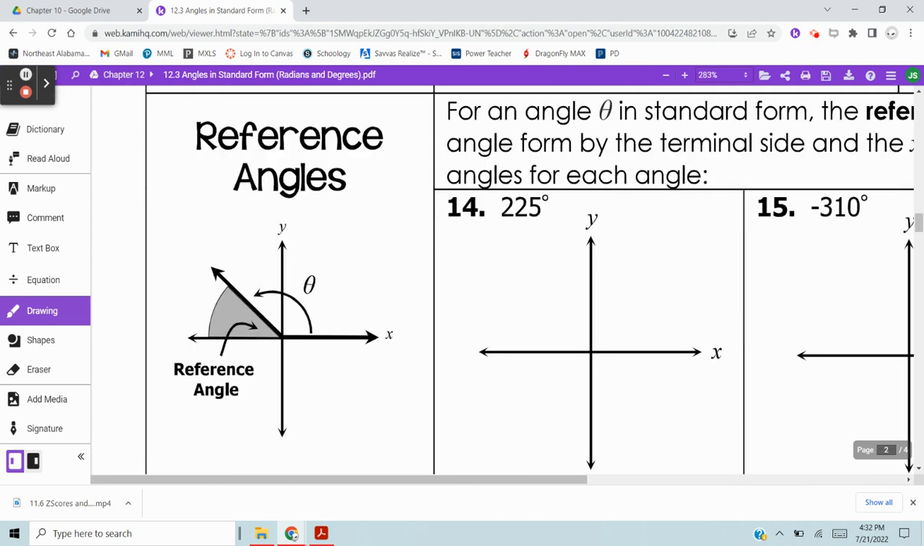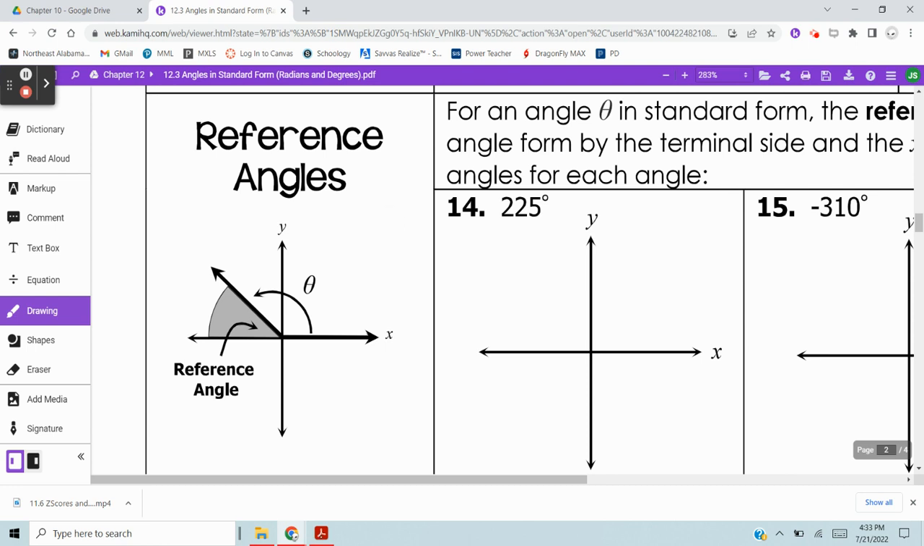Okay, next up, we're starting to tie these angles in with trigonometry and show you how they're related. And the most important concept that we need to learn to make that connection is a reference angle. A reference angle is simply this.